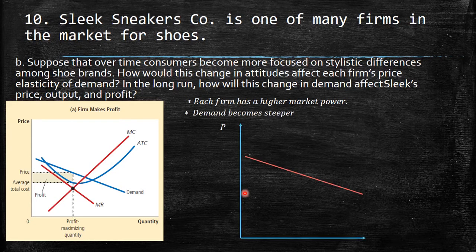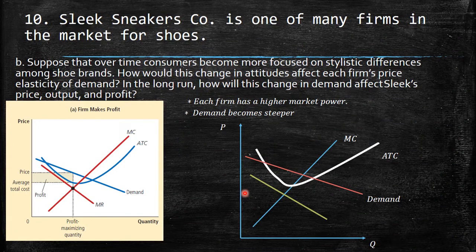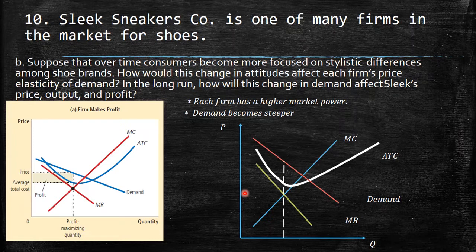So then we have here demand becomes steeper. Let's see here. So here we have the demand, right? It becomes steeper because you are not going to change your consumption too much when the price changes. Okay, so for this one, the demand should be this one, and the marginal revenue should be this one.